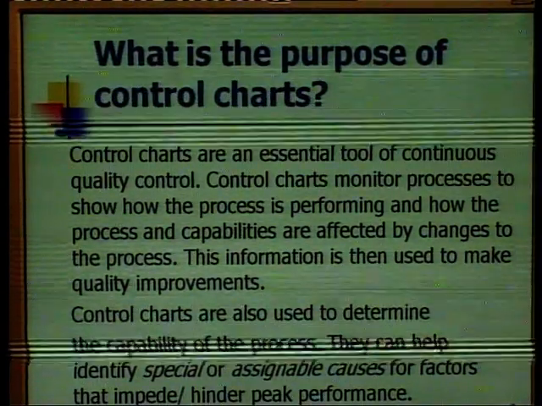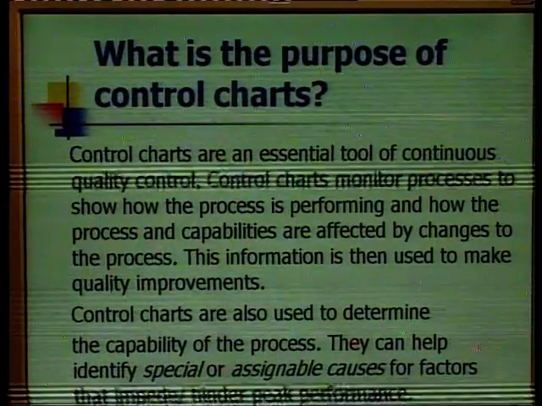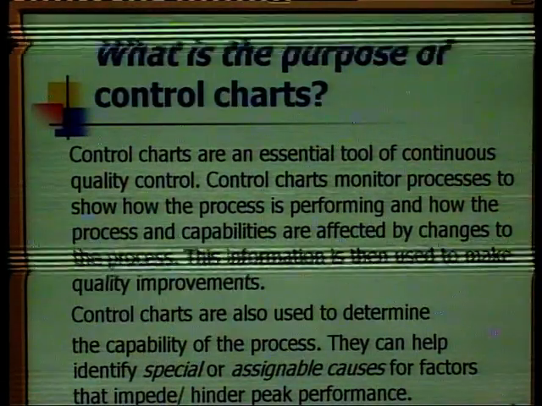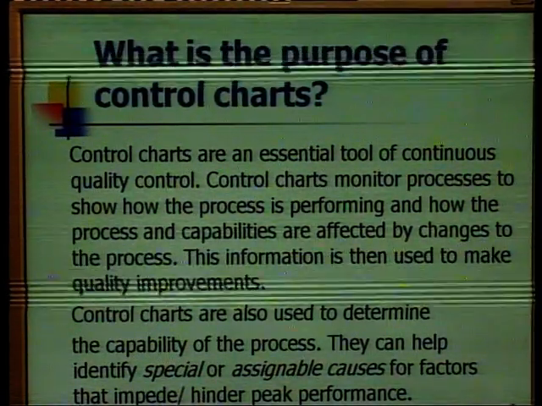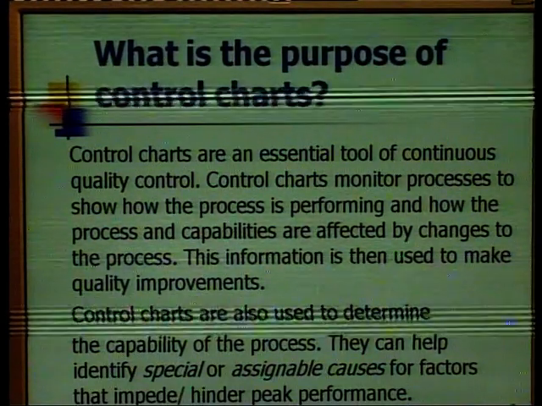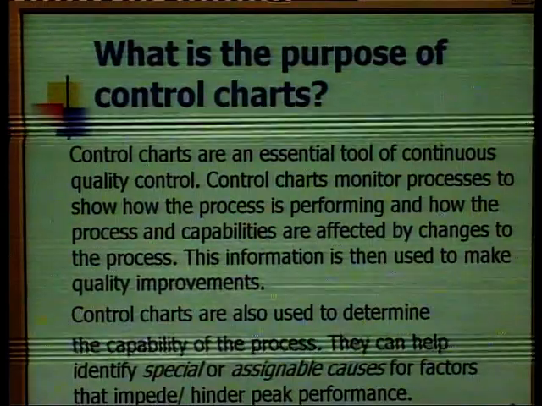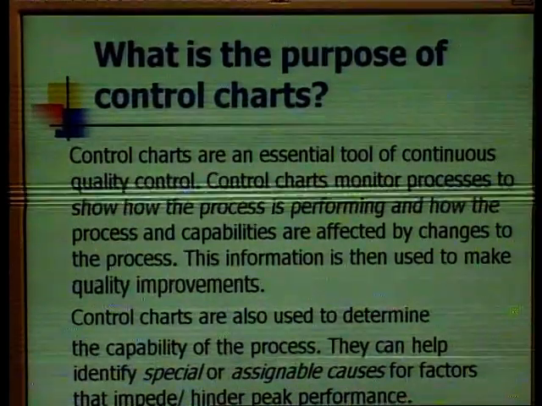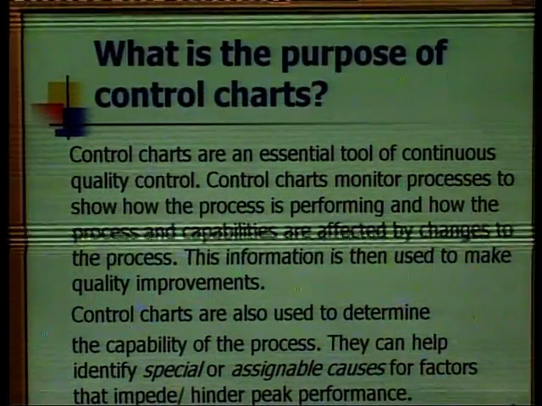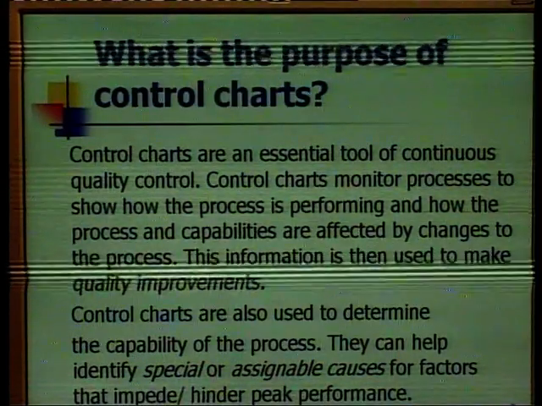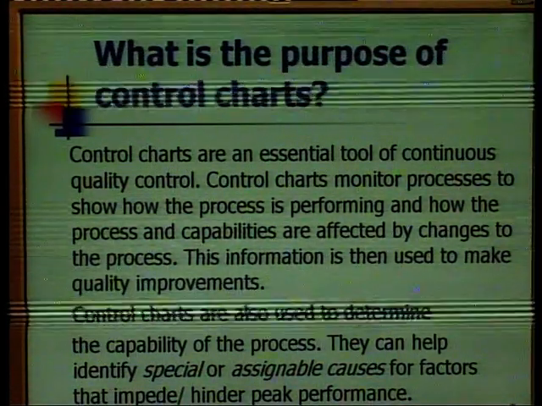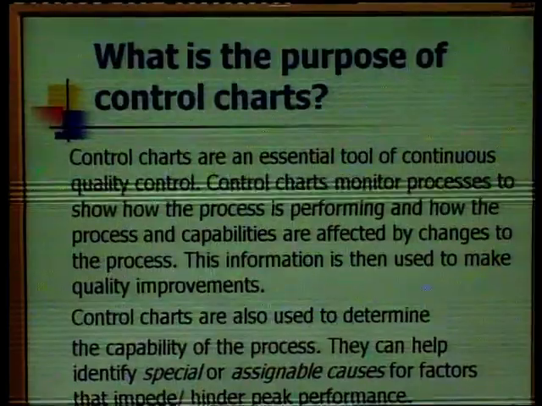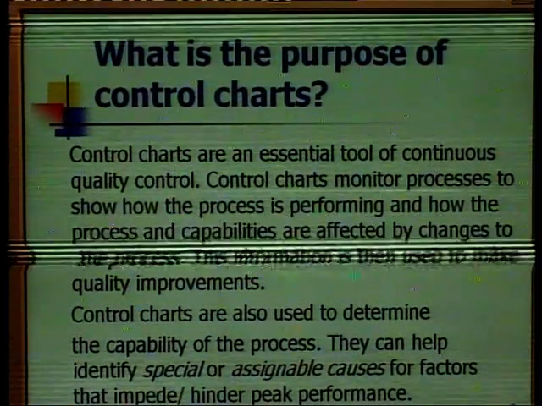If during the process we make changes and on applying that data on the control charts we see that some data has gone out of the limits, then we can say that a change is definitely going to be needed in the process, as the process is becoming unstable. The control charts are also used to determine the capability of the process, whether the process is capable or not. They can also help identify special or assignable causes, factors which hinder the performance, which stop the performance of the process.